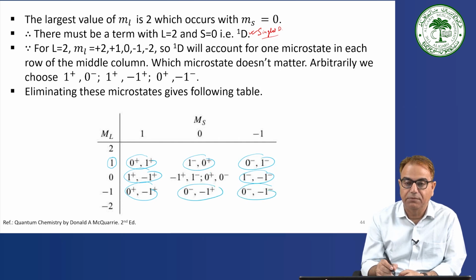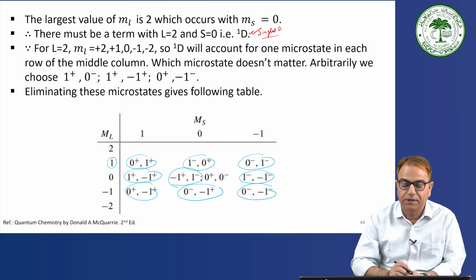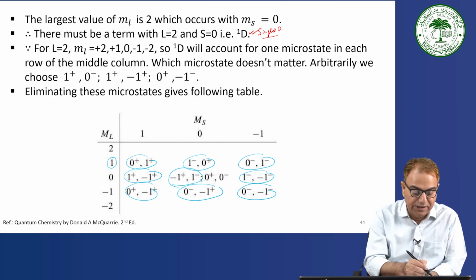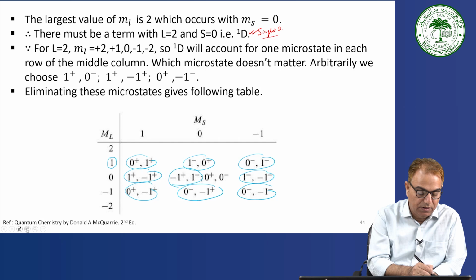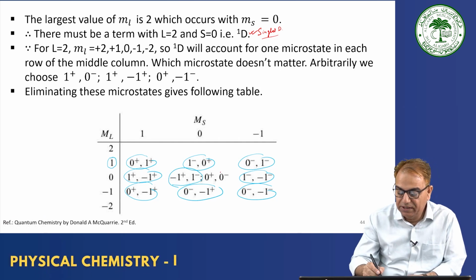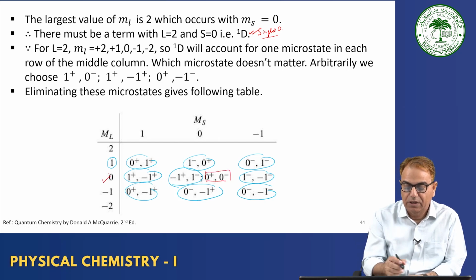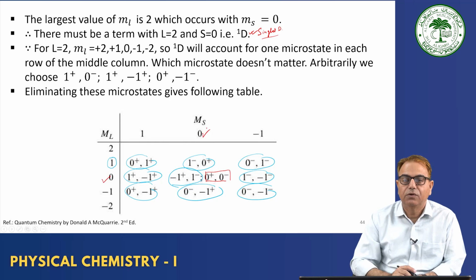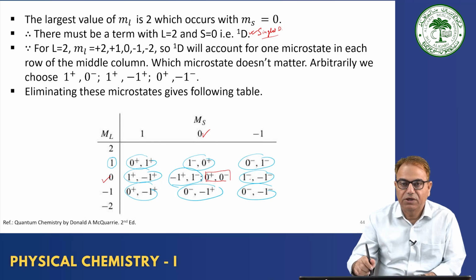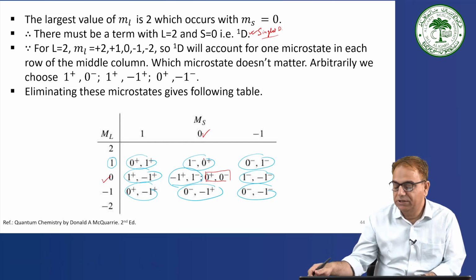Here you have 2 different terms. So obviously you will choose this one and you will leave this one. So what remains in this table is this one: only a single term with ML equal to 0 and MS equal to 0. So if ML is equal to 0 and MS is equal to 0, the term will be singlet S. Okay, and we have accounted for all the microstates.